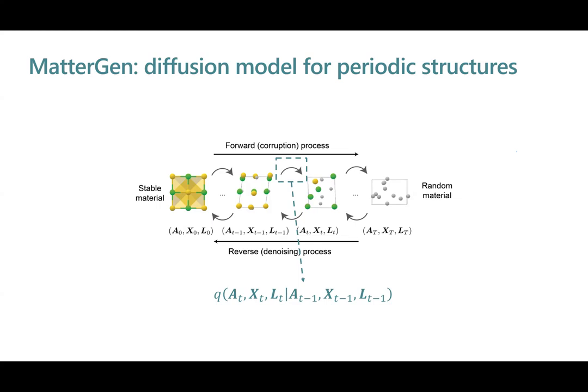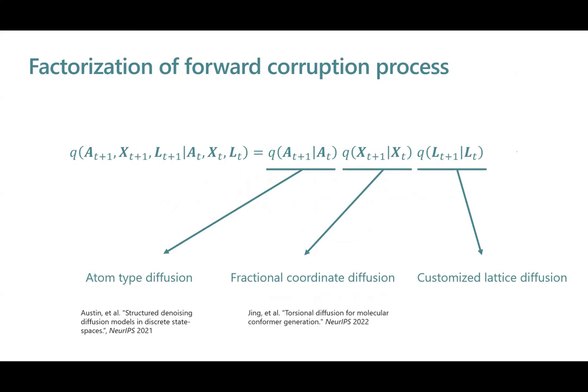The key thing here is that in the forward corruption process, we do a factorization. We don't corrupt each one of these components jointly. We define a customized diffusion process over the atom types, the fractional coordinates, and the periodic lattice independently. But I just want to note that even though in the forward process we are assuming independent corruption for each one of these components, in the reverse model you're still learning the denoising process jointly. You're learning a single model to denoise all these corruption processes. That's also the standard practice for molecule generation as well.